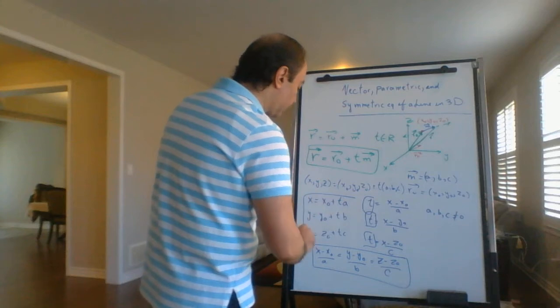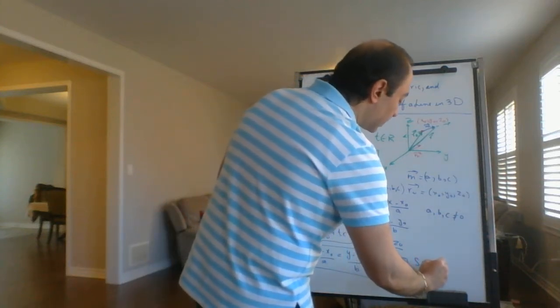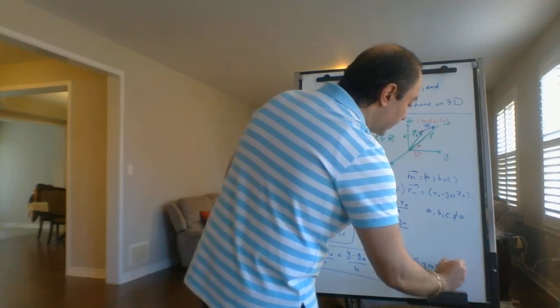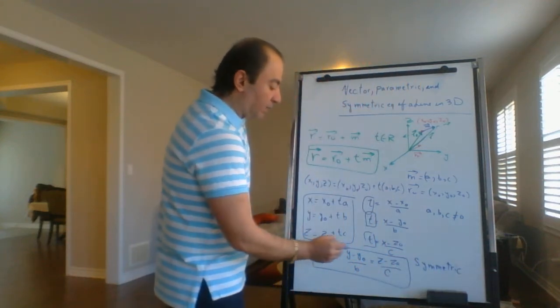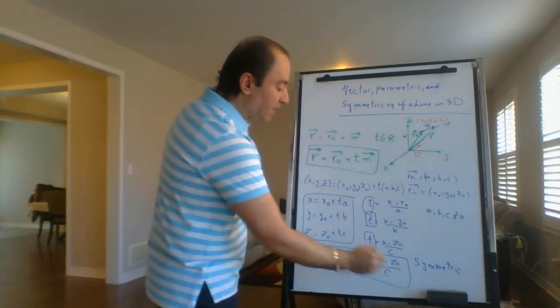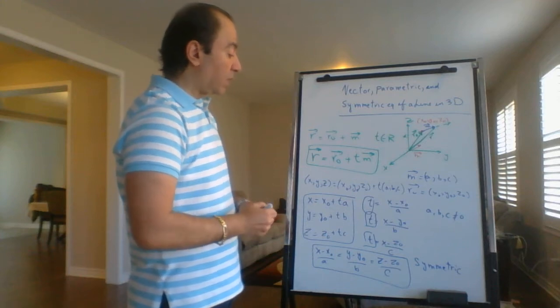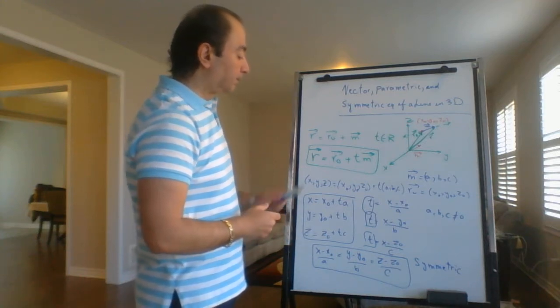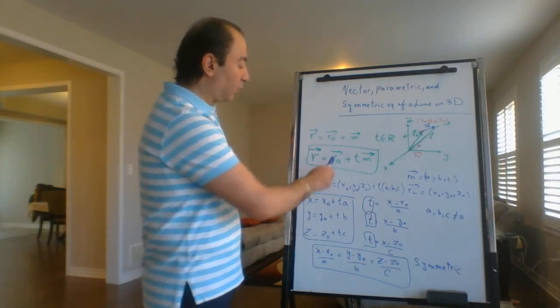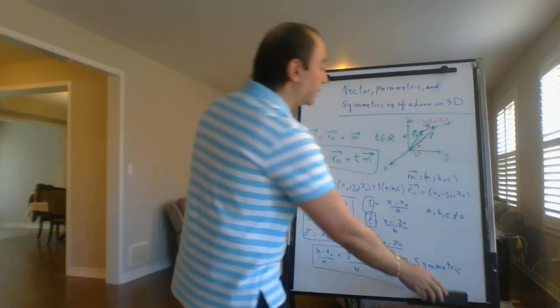And this is what we call the symmetric equation of the line. So this is the parametric form, and this is the symmetric equation of the line. x sub 0, y sub 0, z sub 0 are the coordinates of the point. a, b, c are the coordinates of the direction vector. Okay? These are the three forms: vector, parametric, symmetric equation of any line.